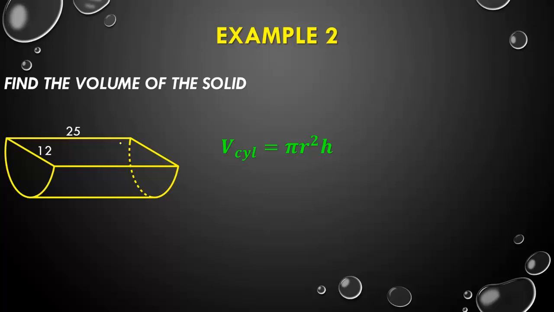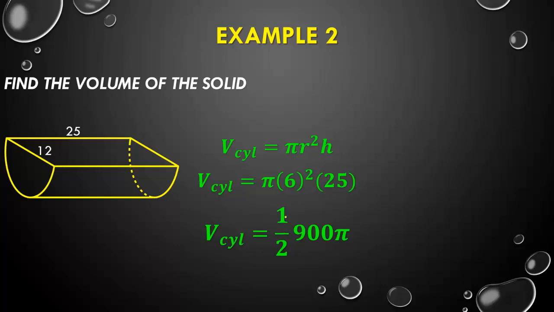So volume of a cylinder is pi r squared times the height. So we would do pi times 6 squared times 25, which is 900 pi. But since we only have half a cylinder, we're going to take half of that 900 pi to give us 450 pi. All right, so if you see half a cylinder, just cut it in half. Please don't just give me the volume of a cylinder. Use your brains. Cut it in half. Okay, so that was example 2.